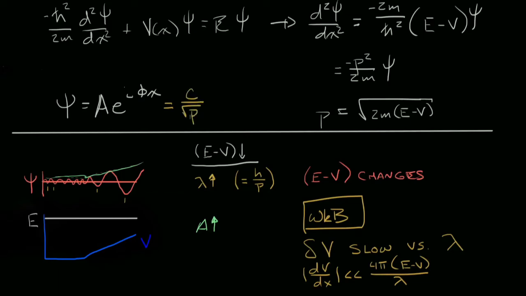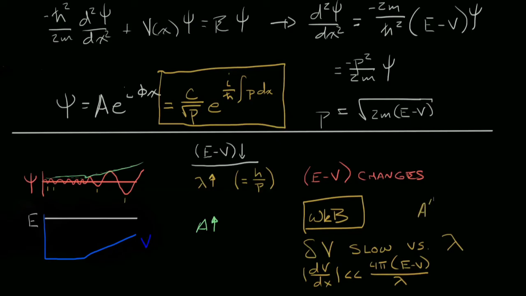C over root p, e to the i over h bar integral of p dx, where p is a function of x. This is the WKB approximation. And I should note that the critical step that allows us to make this assumption is we say that the second derivative of A is negligible.